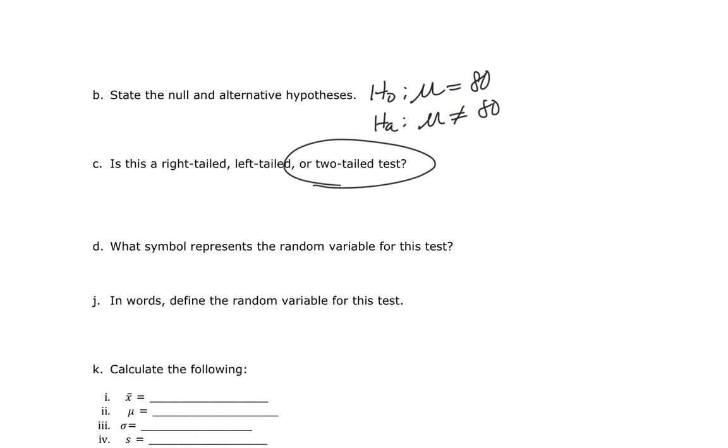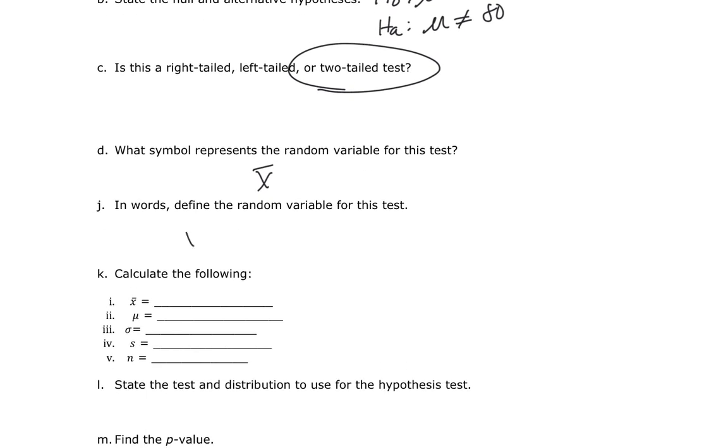The symbol I'm going to use is x bar because we are talking about means. My x bar is going to be the average hours worked for a woman per week of the women surveyed. So this is the average hours worked for the wife from the sample.